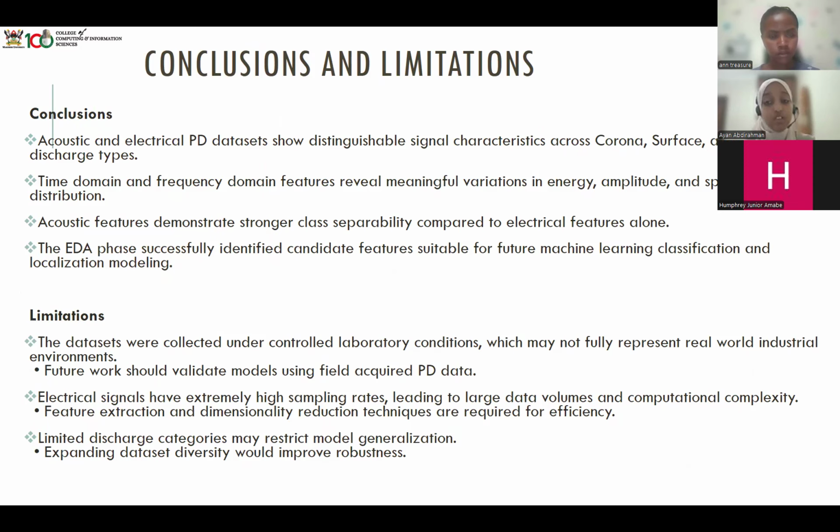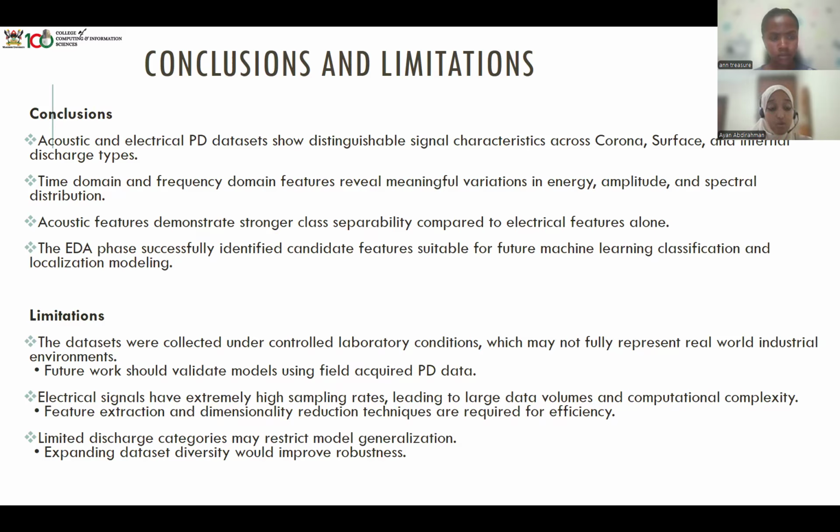From our conclusions and our limitations, the acoustic and the electrical PD datasets show distinguishable signal characteristics along the corona, surface, and the internal discharges. Then for the time domain and the frequency domain that were highlighted from all the above features, there were variations in energy, in amplitude, and the spectral distribution, where the acoustic features demonstrate strong class separability compared to the electrical features alone, as previously described by my colleague.